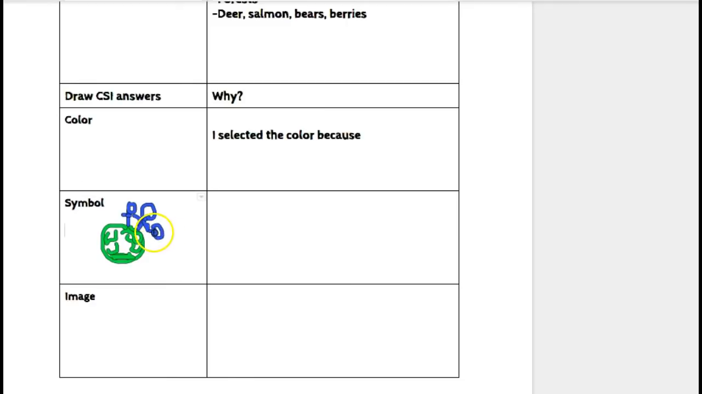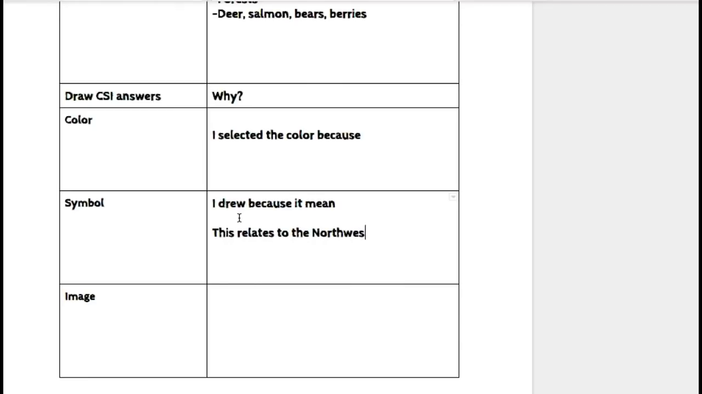You can pick your own symbol though. Whatever makes you think of it is what you should do. Remember, it does not need to be in color. You can just do it with your pencil. The most important part, however, is to say why you selected it. I drew whatever you drew because it means, and then make sure you say this relates to the Northwest natives because. Spell it out for me. I shouldn't have any questions about what you're saying.